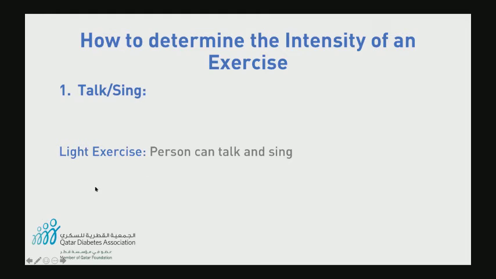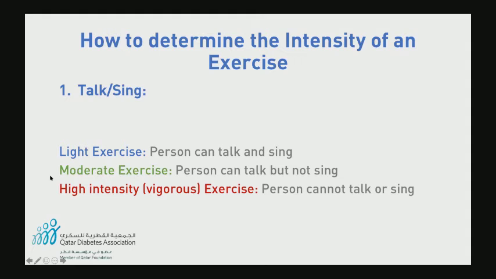It simply says that if you are doing a light exercise, then you can start a conversation with someone next to you, and you can sing. That means that you're doing a very light exercise. Your breathing is normal. While when you do a moderate exercise, the person can talk but cannot sing. This is when your breath rate starts to increase. So when you start to catch your breath, then you might be able to talk, but you will not be able to sing. And if you are doing a high intensity or vigorous exercise, you will not be able either to talk or to sing. So this is a very simple method to determine how intense your exercise is.